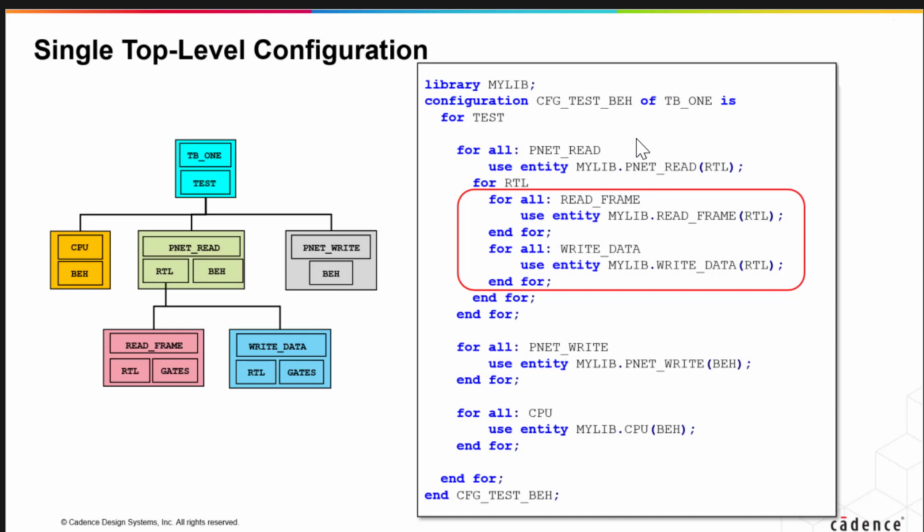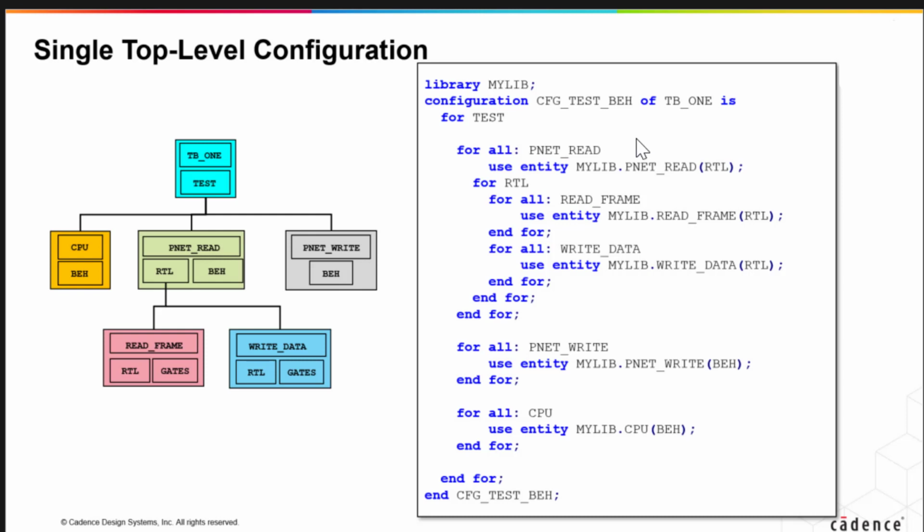We enclose the configuration of these components with "for RTL" and "end for". These are statements to signify that they are part of the architecture RTL hierarchy. This is followed by the configurations for the remaining entities pnet write and CPU. This configuration method has the benefit that you have in one place the specification of how the whole hierarchy is built. Note in this example, all the components are being configured with design units from the library mylib referenced by the library statement. If our hierarchical models are in different libraries, then we would need additional library statements to reference the different libraries.